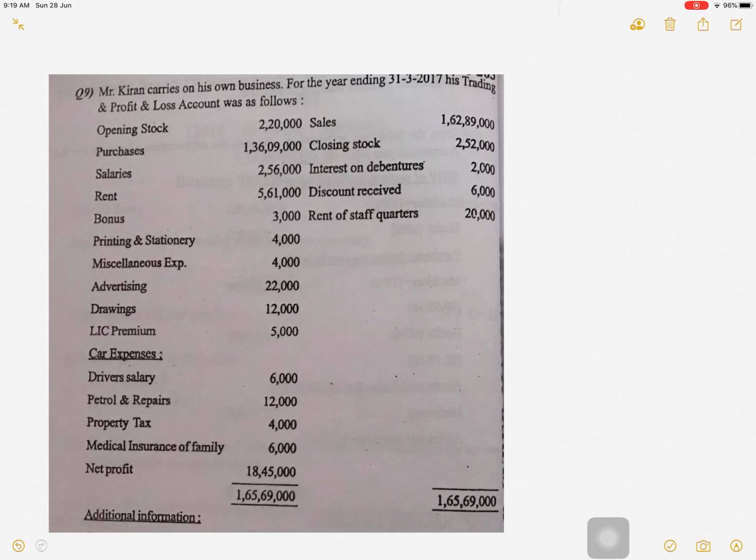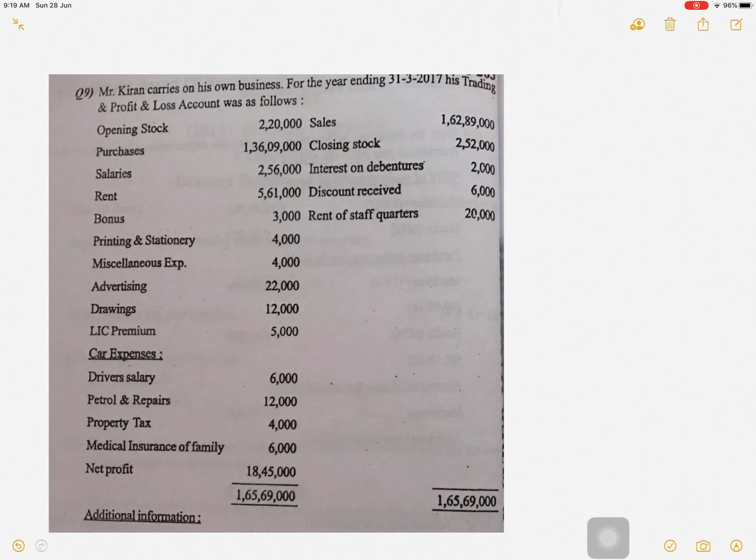Okay, let's start. Mr. Kiran carries on his own business for the year ending 31st March 2017. His trading and profit and loss account was as follows. To opening stock, purchases, salaries, rent, bonus, printing and stationery, miscellaneous expenditure, advertising. So all this is business expense, not a problem.